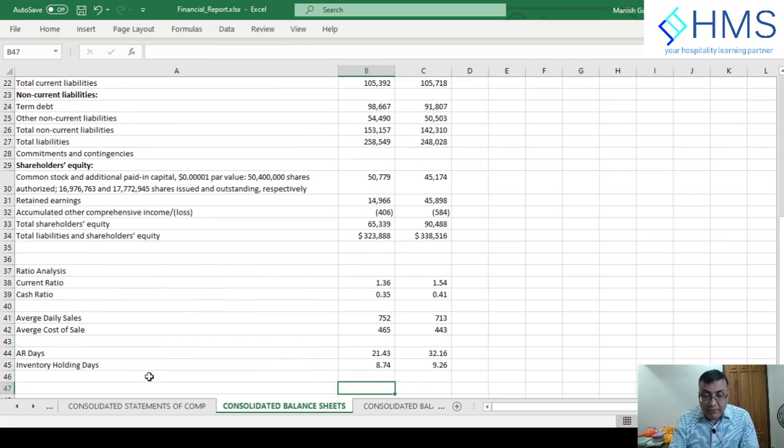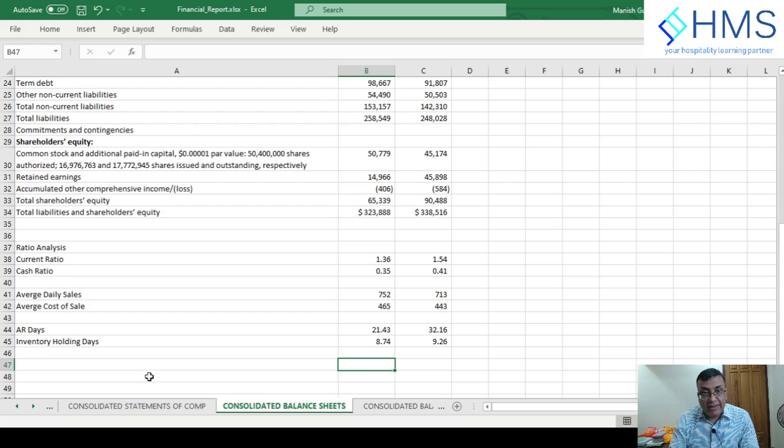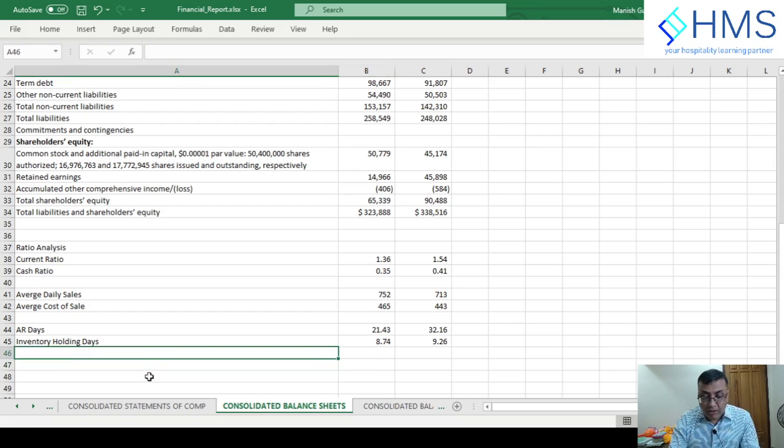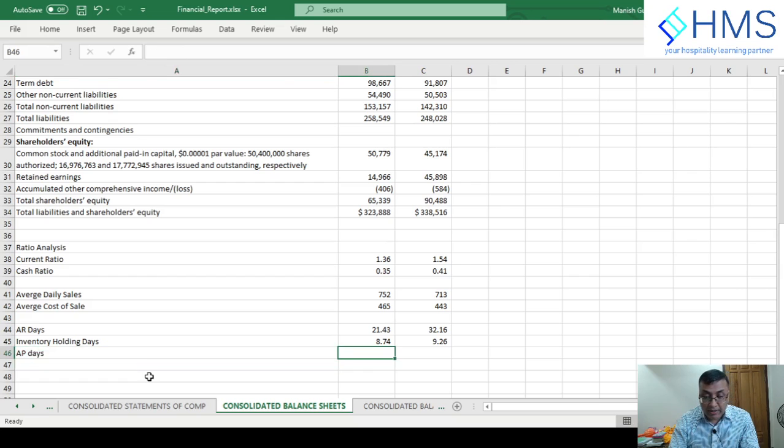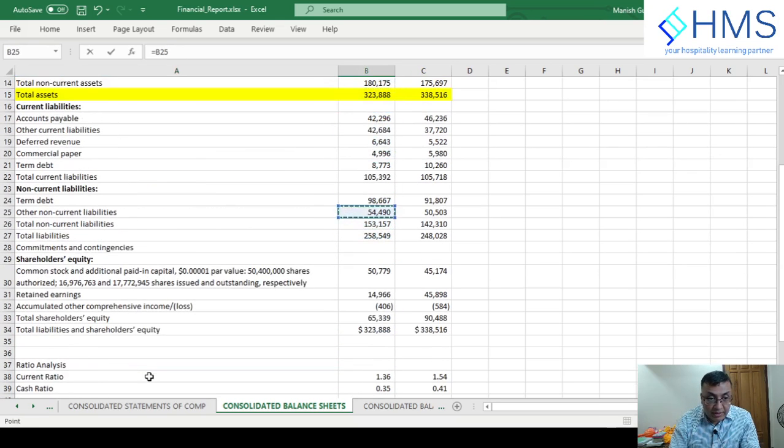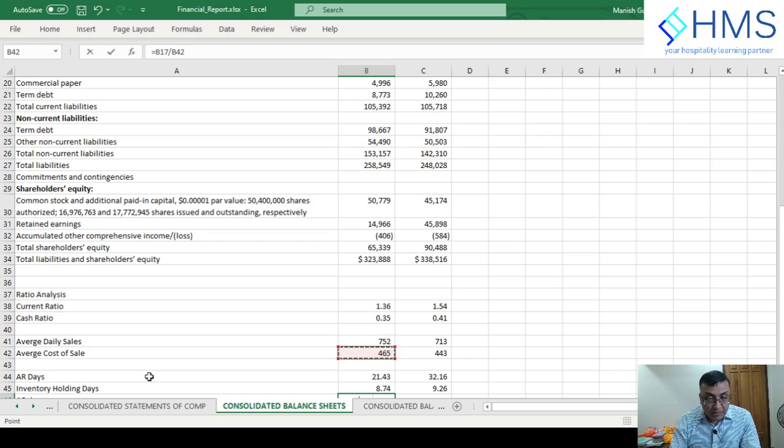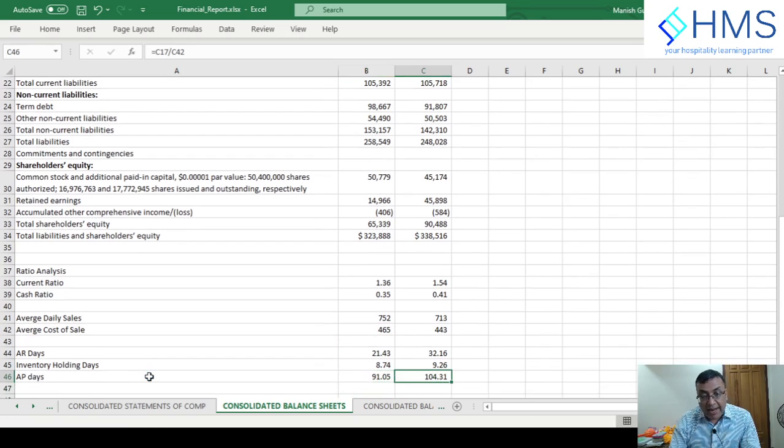So we're going to calculate the key ratios here. Then the next ratio we normally calculate is AP days, accounts payable days, which is again quite an important consideration. Here the AP days is the accounts payable divided by the average cost of sales, which is 90 days, and 104 days means the company is holding their suppliers for 90 days before paying them anything.